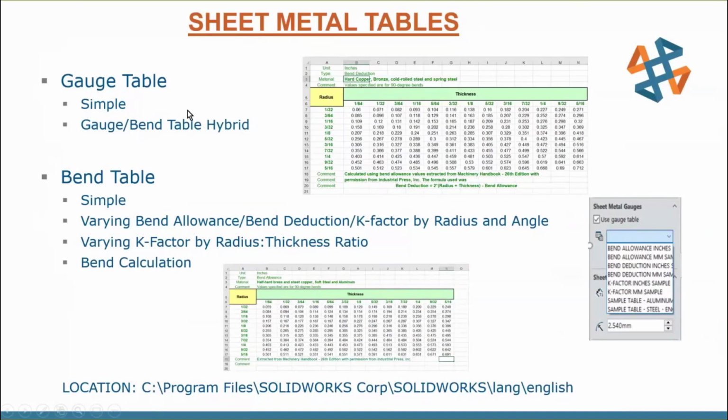But there's a simple gauge table, and then there's also a gauge table with the bend calculations in there. We call it a hybrid. Or you can have a simple bend table, also using that bend allowance or the bend deduction or the K factor and so forth.